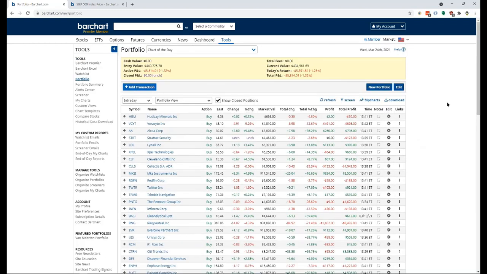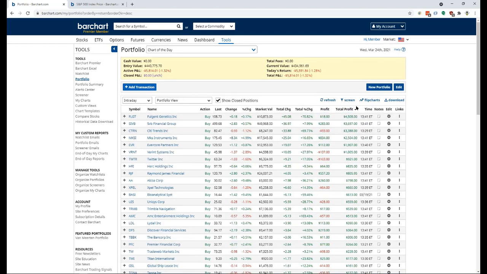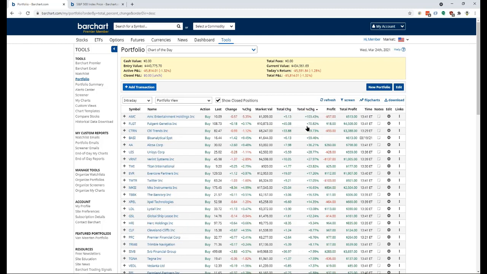This is a paper portfolio of mine. Click on that total change, the total percentage change. Yeah. Okay. And you can see that here are stocks that were recommended a while back and continue to hit new highs.